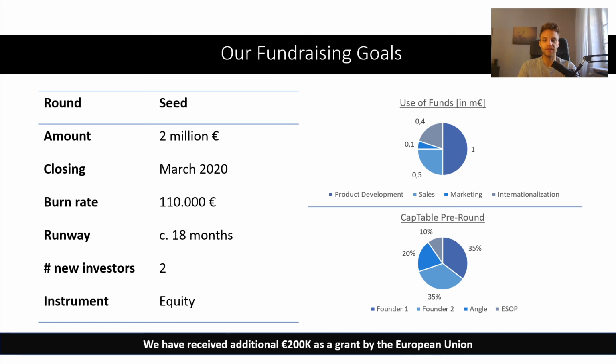On the bottom, there is an additional note. We have received an additional 200k euros as a grant by the European Union. Why did I add that here? I mean, of course I made it up, but sometimes you also get money, not just from investors, but somewhere else, like a grant. And if you get a grant, we will see that in the financials. And if you explain it here, it's already more transparent. You can do it with one sentence, as you have seen here.